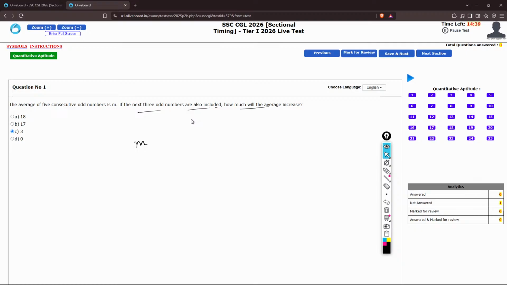Next three odd numbers. Yeah, three. Okay. So A minus B is going to be into 21. Right. So definitely this one.